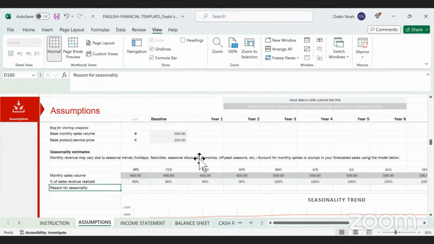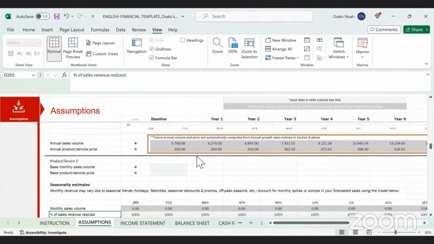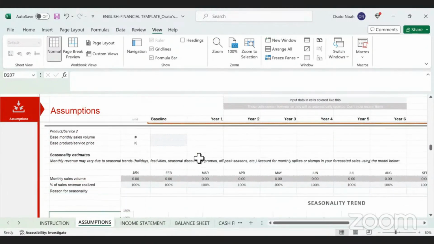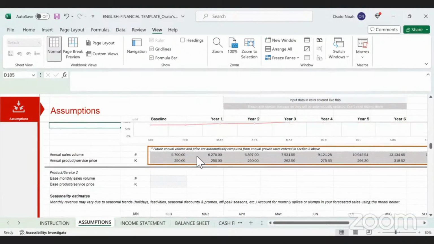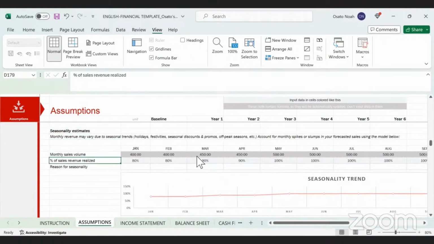Typically, when you adjust for seasonality, it either goes up or comes down depending on what is at play in the marketplace at that point. And then once that is done, your seasonality trend then comes in. And so that gives you what the sales volume is likely to be for your product on a year-on-year basis, based on the sales that you want to realize.